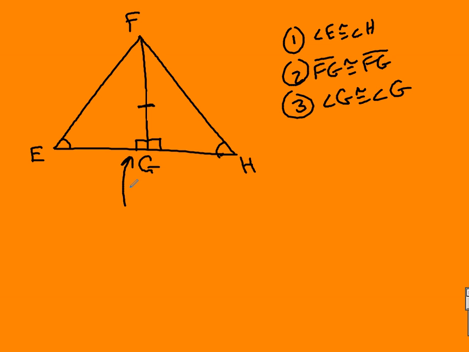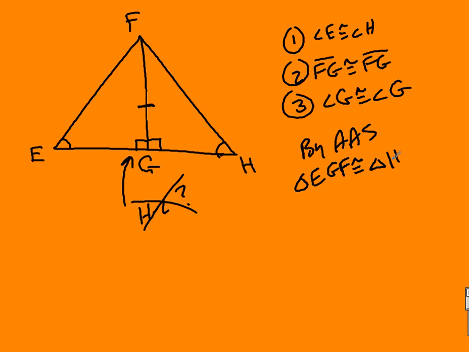Just because this is the right angle doesn't mean it has to be HL. It does not have to be. In this case, we're going to look at angle, and a side not in between them. So, by angle side, triangle EGF congruent to triangle HGF.